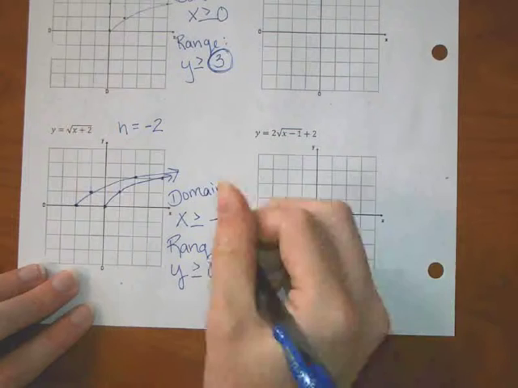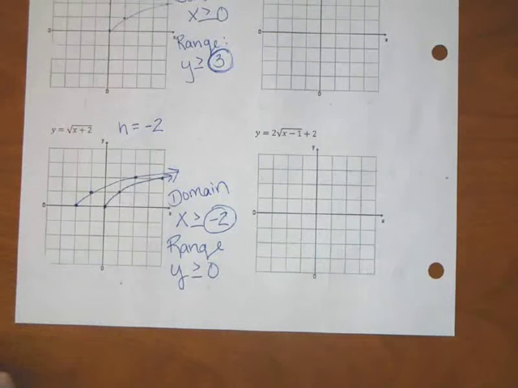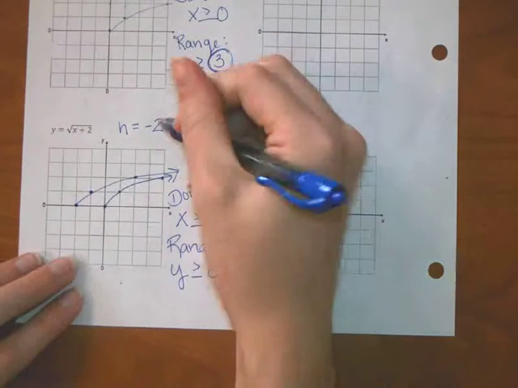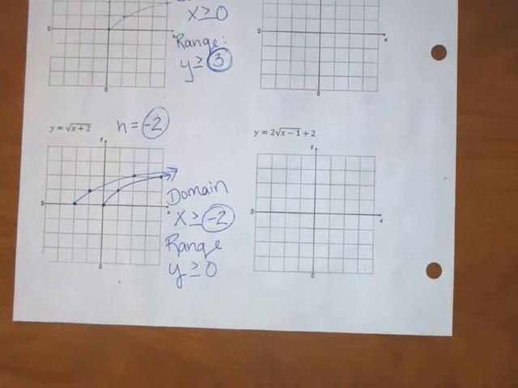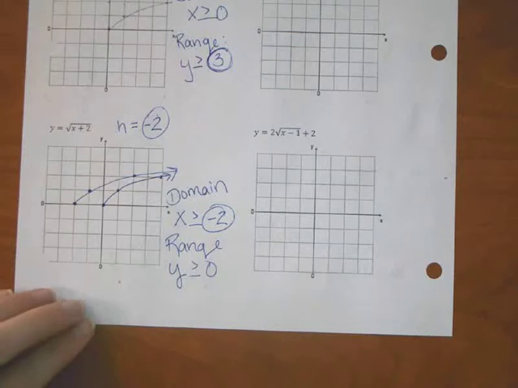Perfect. And just like our k affected our range, our h's affect our domain. Which makes sense because we're moving the graph up and down, so our x values are going to change the other way, we're moving it left and right.